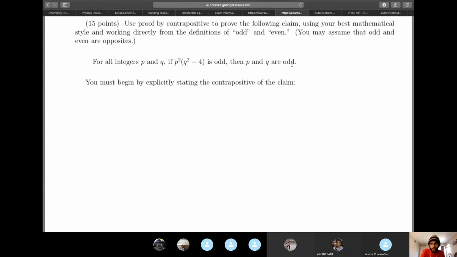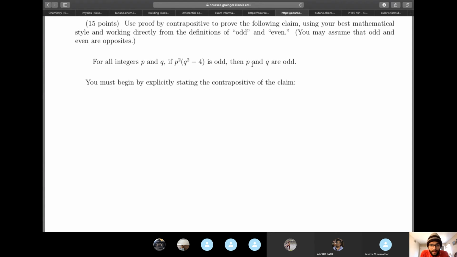Because even P and Q being even is a contradiction, but we don't have to make such a big assumption that both of them should be even. We can say that even if one of them is even, then it's a contradiction to this statement. Because this statement is saying that P and Q are odd. So my negation of that statement will be P or Q is even.